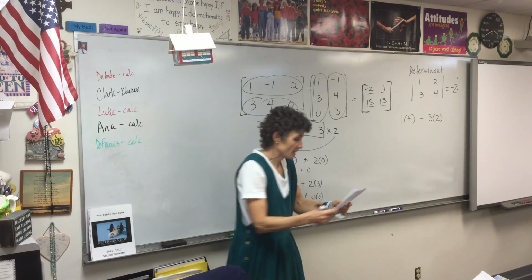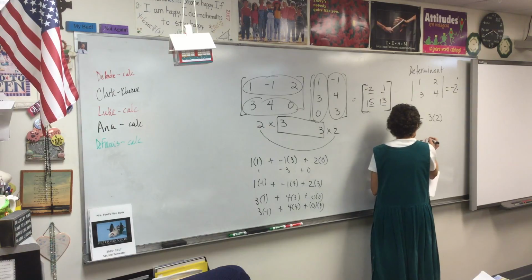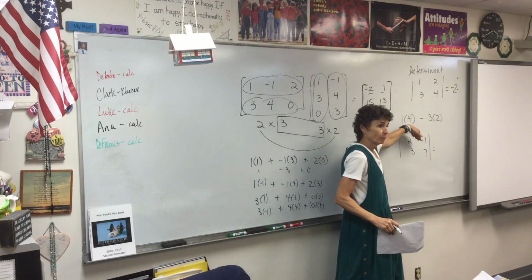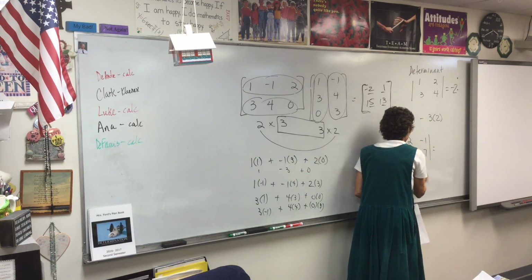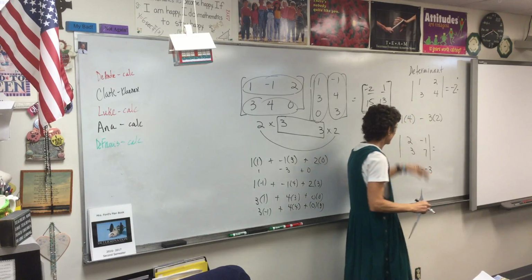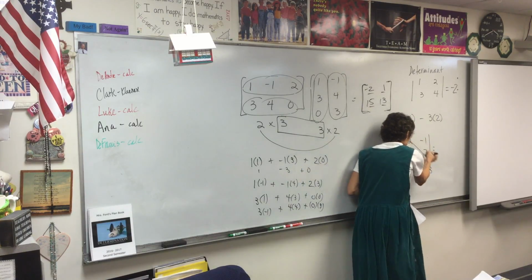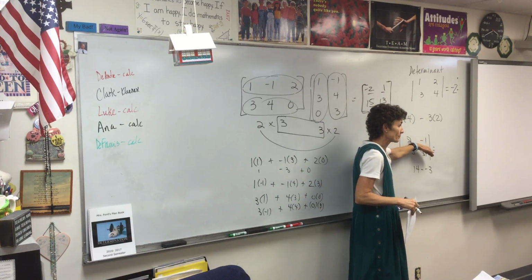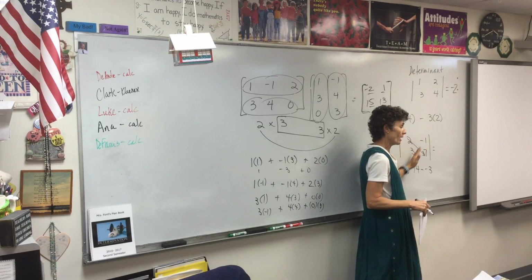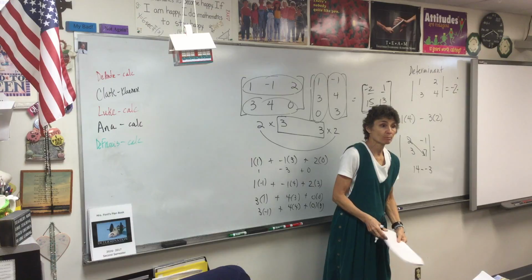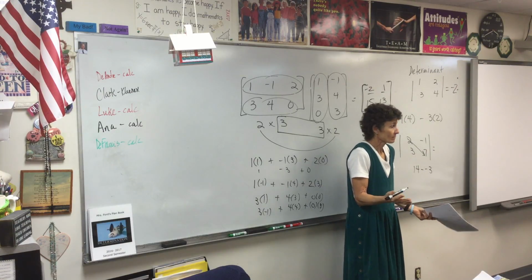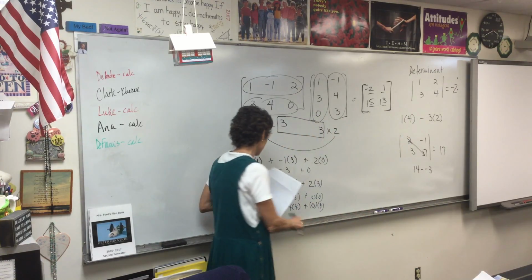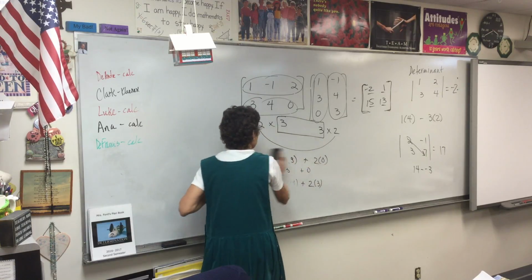So let's look at the next one. Can you do the next one? Here we go. 14 minus negative 3. 14, always do this first. Multiply those first. So I get 14 minus this one, which is negative 3. So the answer to the problem is simply 17. One number. The answer to these determinants is just a number.